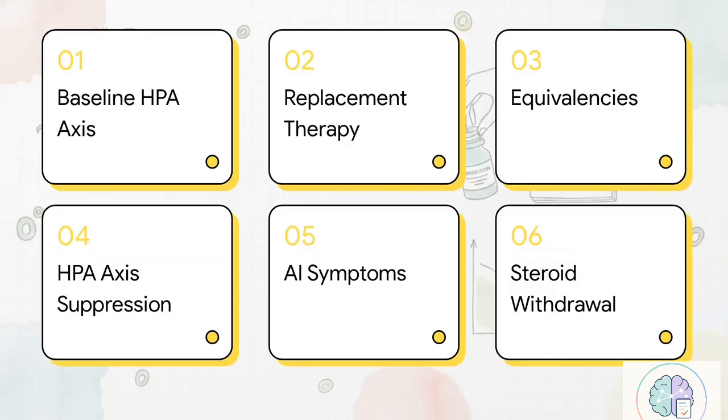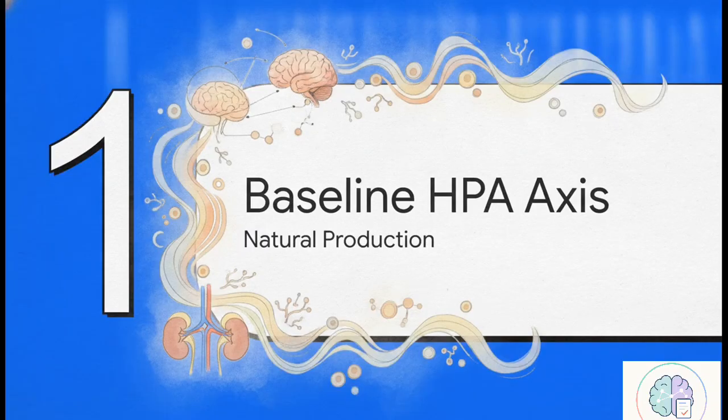Okay, here's our game plan for today. 1. The baseline HPA axis. 2. Replacement therapy rules. 3. Corticosteroid equivalencies. 4. HPA axis suppression. 5. Adrenal insufficiency symptoms. And finally, 6. Safe steroid withdrawal. Starting with Section 1, the baseline HPA axis, or natural steroid production.